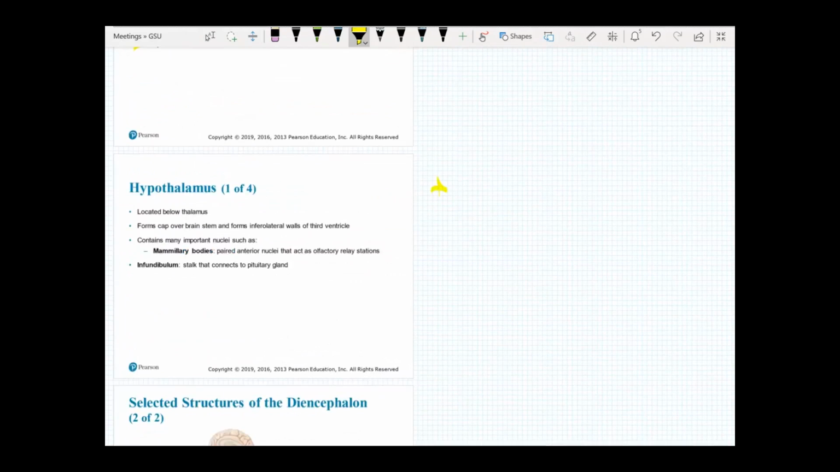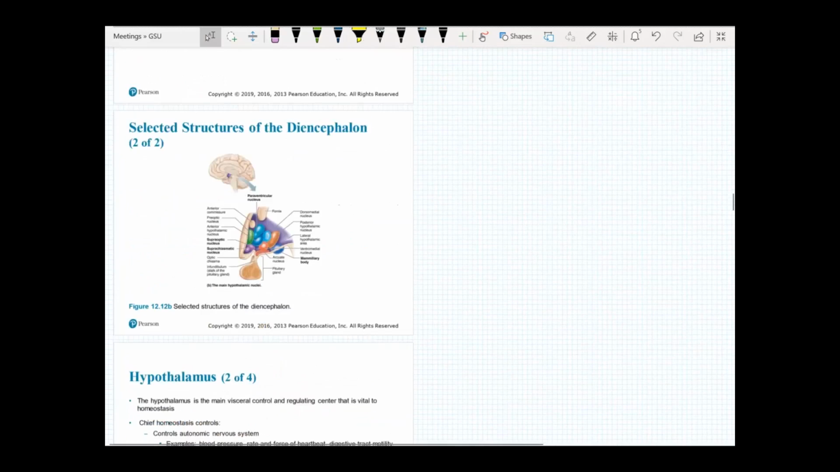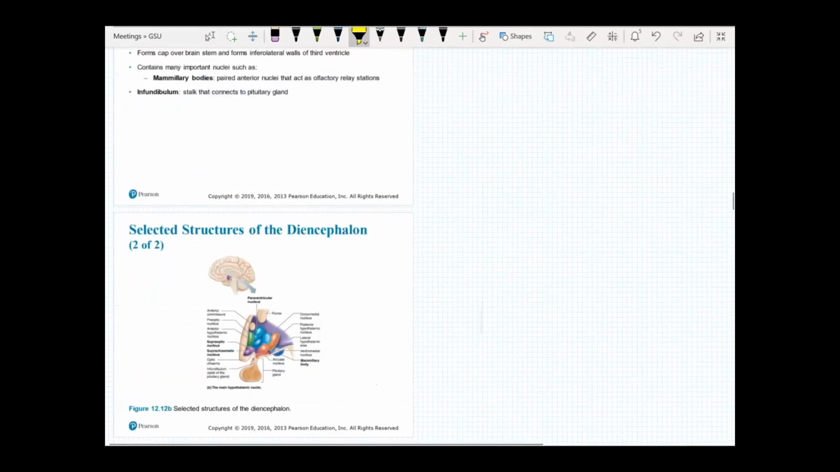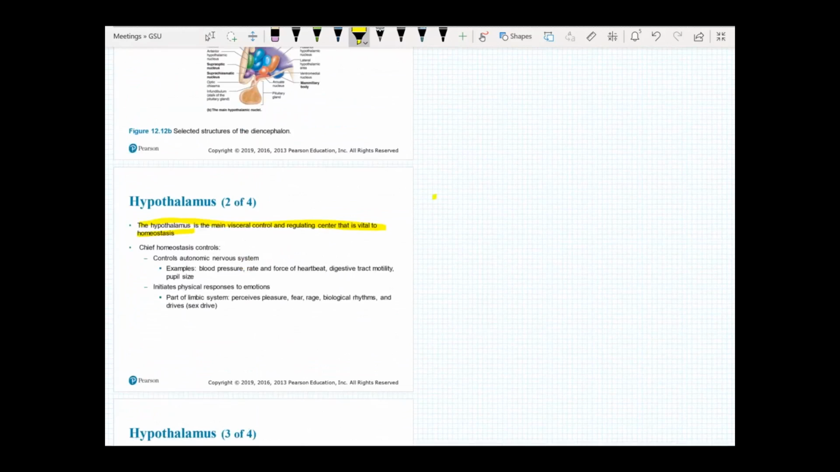Next one is going to be your hypothalamus. Hypo means under, so that's where that name comes from, because it is below. It's below the thalamus, so it's kind of related to those. It is the major visceral control area. Your hypothalamus is the major control of visceral information.